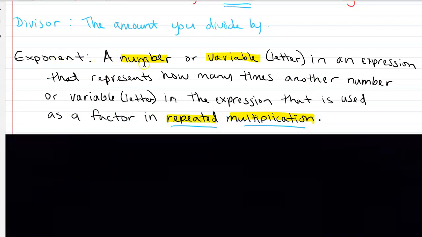Exponent, a number or variable. You're going to start understanding that the word variable just means a letter, like A, B, C, because we're starting to dive a little bit into some algebra, and they use a lot of letters in algebra. So a number or variable in an expression that represents how many times another number or variable in the expression is used as a factor in repeated multiplication.